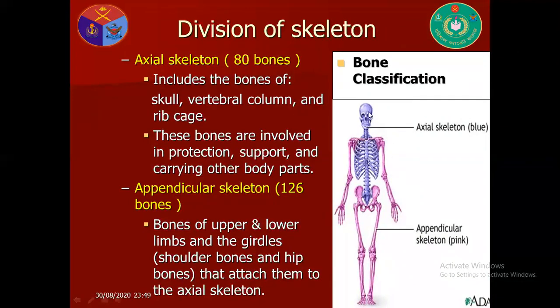Look, the bluish color, all are included in the axial skeleton. So all these bones are axial skeleton. And the pink color is the appendicular skeleton. The appendicular skeleton consists of 126 bones. The bones of the upper and lower limbs and the girdles that attach them to the axial skeleton are called appendicular skeleton bones. Look, these are limb bones, this forelimb and these hind limbs, and this pelvic girdle and this pectoral girdle, all are included in the appendicular skeleton.